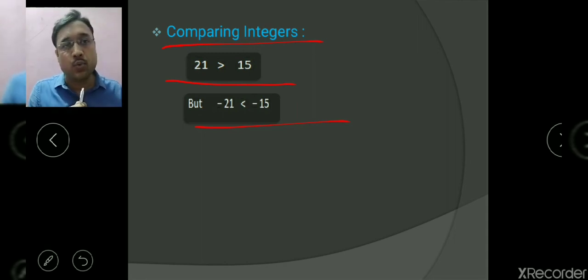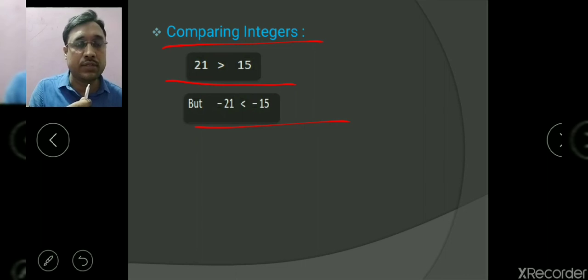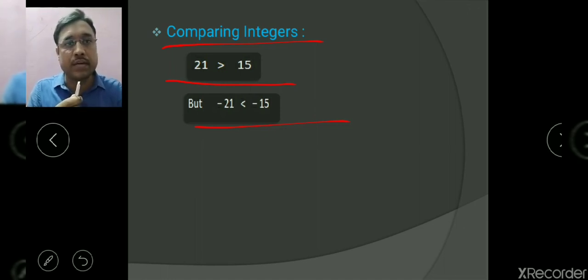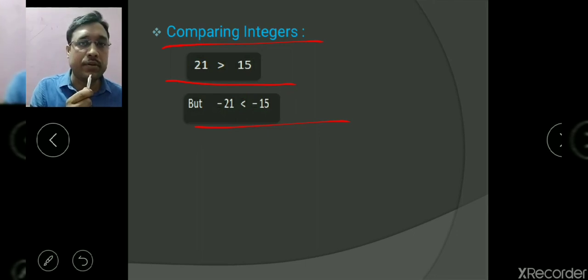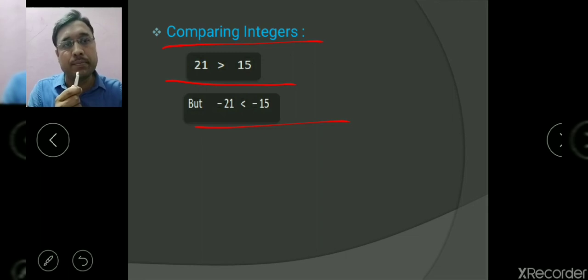That means when you take the same numbers in negative terms, when both the numbers become negative, the things become just opposite. The greater-than sign will just reverse. That means minus 21 is less than minus 15. This is the rule. 21 is greater than 15, but minus 21 is less than minus 15.